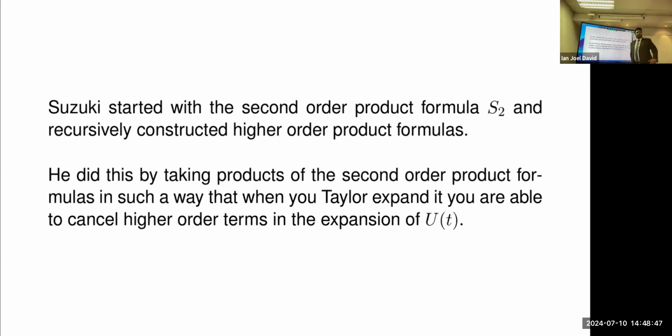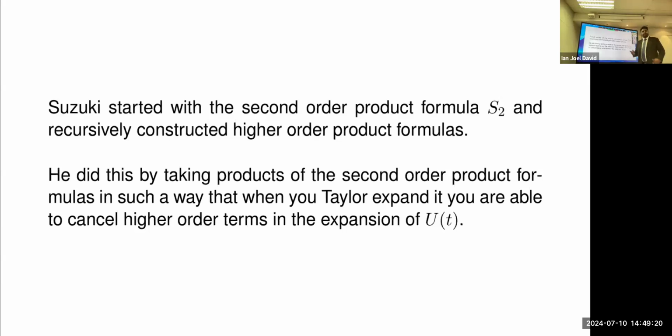And honestly, you can go through a whole 2-3 lectures talking about this. But I'm just going to give you an idea of the logic of what he did. He took the second order product formula, and he didn't just use tau, but any scalar number, let's say lambda, and he took products of the second order product formula, and he kept taking products until such a time when the terms that he wanted in the Taylor expansions cancel.